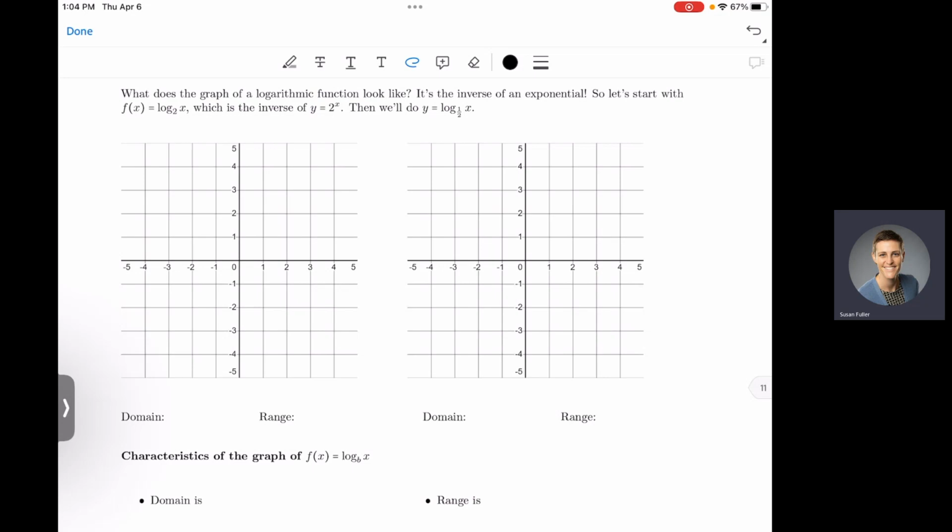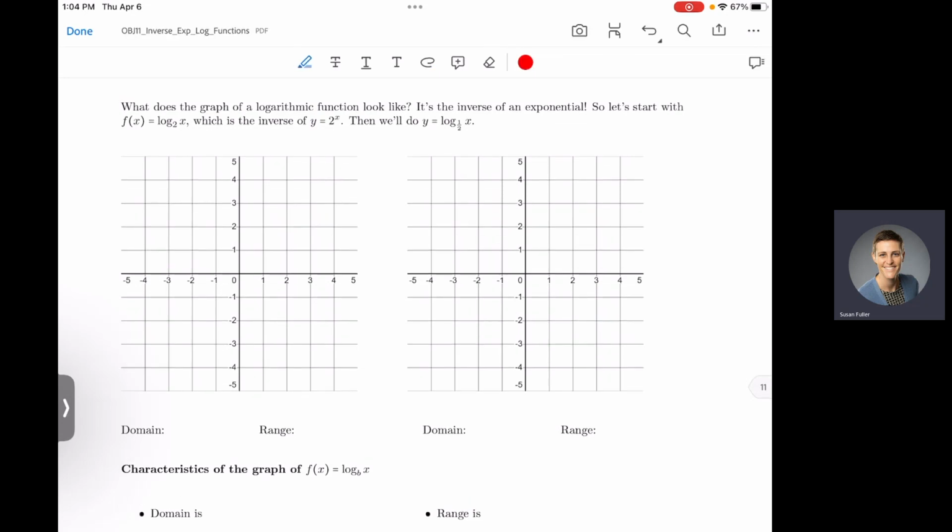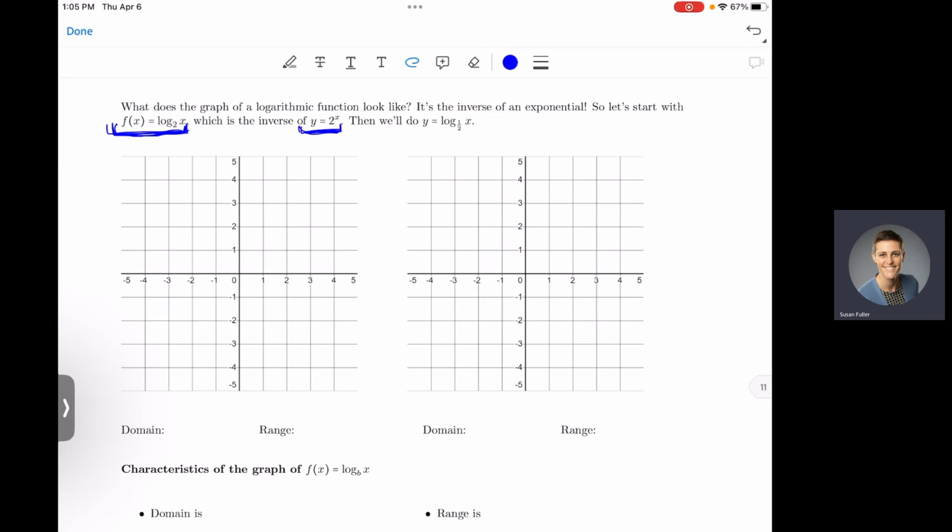So a logarithm is the inverse of an exponential. The base of the logarithm tells us the base of the exponential that it undoes. And so basically what that means is that if I have log base 2 of x, it is the inverse function of y equals 2 to the x, the exponential function with the same base. So if I wanted to graph y equals log base 2 of x, this is the inverse function of y equals 2 to the x. Well, I know how to get the graph of an inverse function. We did this in class. You're going to switch x and y because that's what an inverse function does. It switches x and y.